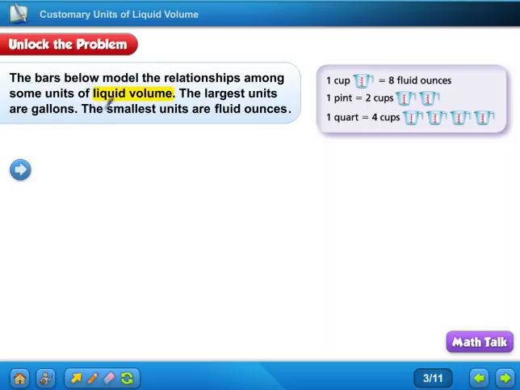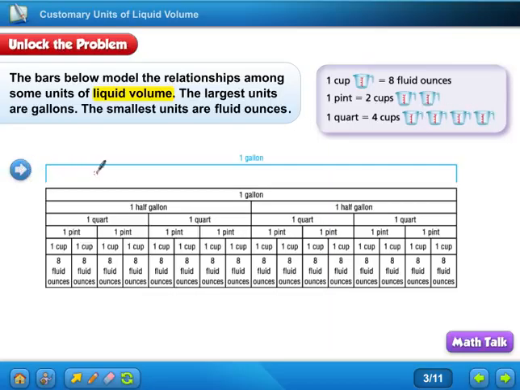The bars below model the relationships among some units of liquid volume. The largest units are gallons. The smallest units are fluid ounces. I haven't shown you this part yet, but let's look over here. 1 cup equals 8 fluid ounces. 1 pint equals 2 cups, so 2 cups are in 1 pint. 1 quart equals 4 cups.